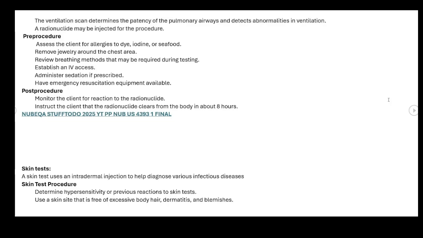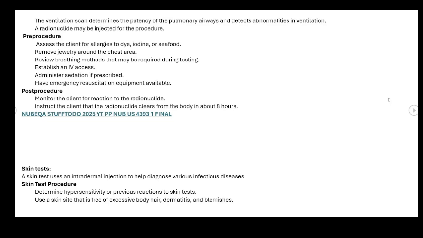Let's come to the assessment. You want to assess the client for allergies to the dye. We've already talked about that. Remove all the jewelry and also review breathing methods that may be required during testing. And also, we want to establish an IV access, administer sedation if needed, especially when they are claustrophobic, and also have emergency resuscitation equipment available at all times.